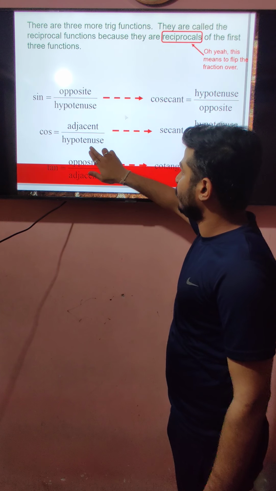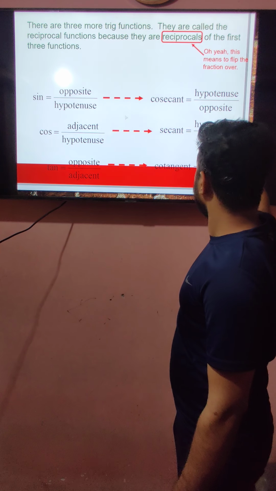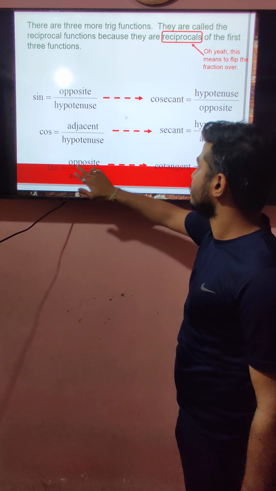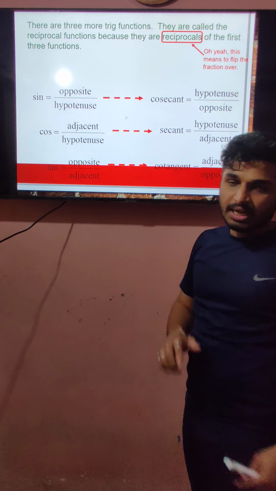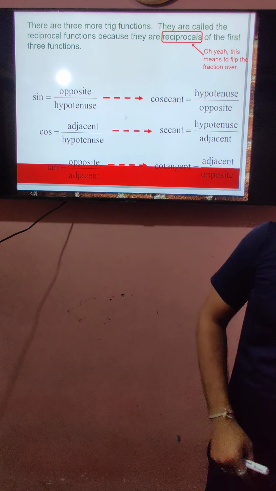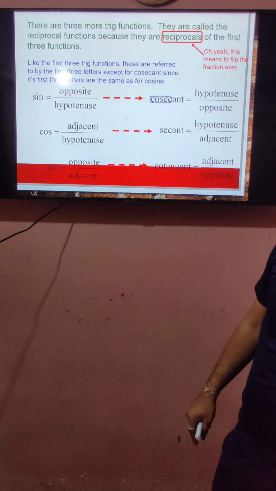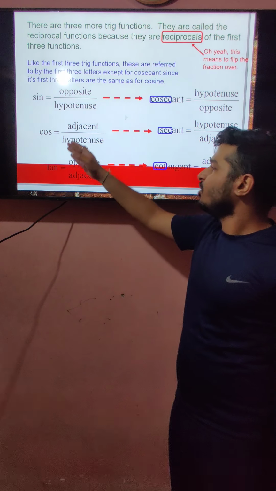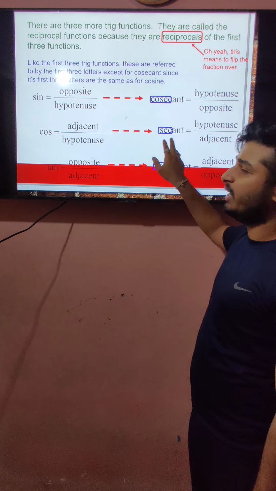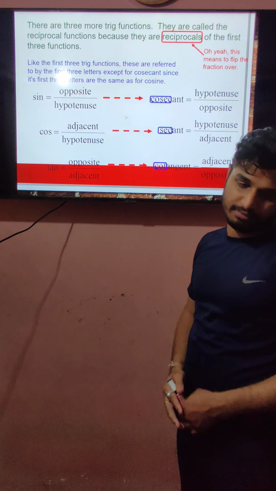Cos is equal to adjacent divided by hypotenuse. Secant will be equal to hypotenuse divided by adjacent. Tan is equal to opposite by adjacent. Cotangent will be equal to adjacent by opposite. So now we will define sine, cos, tan as they are, then cosecant, secant and cot.